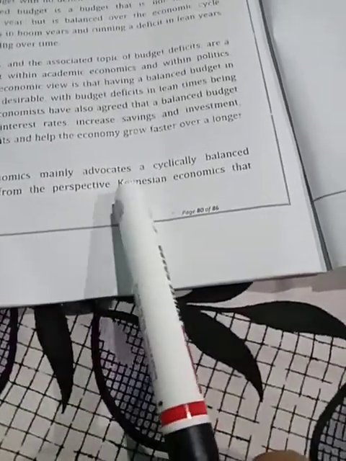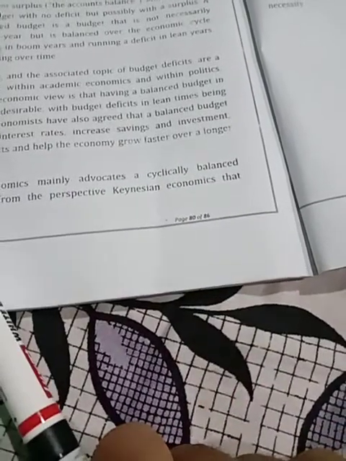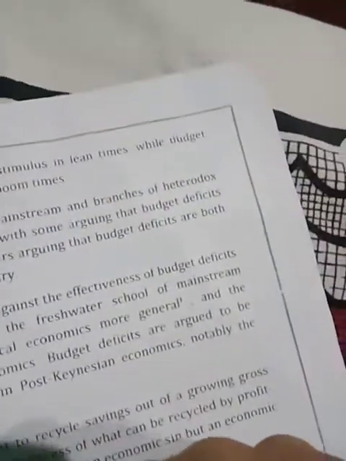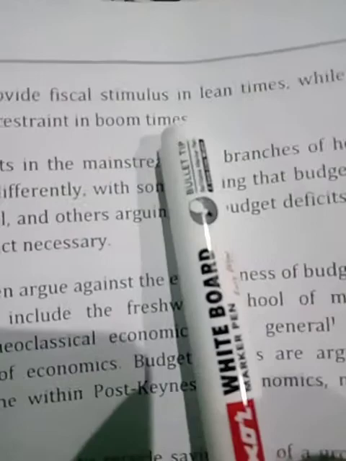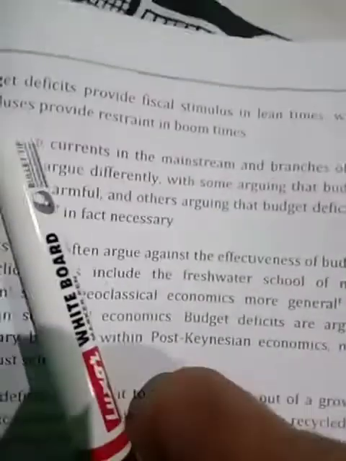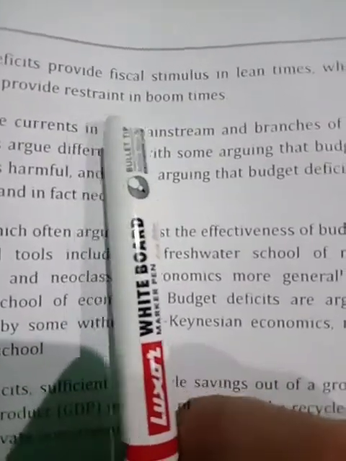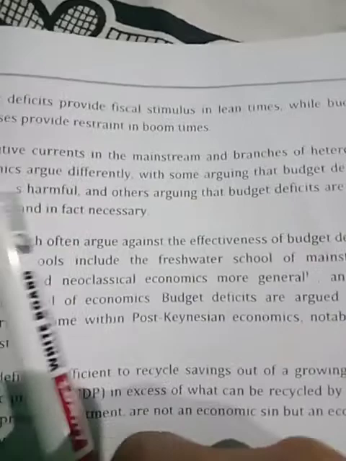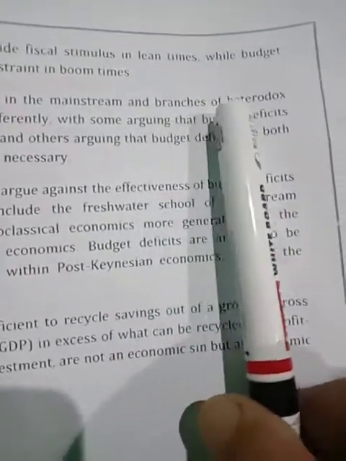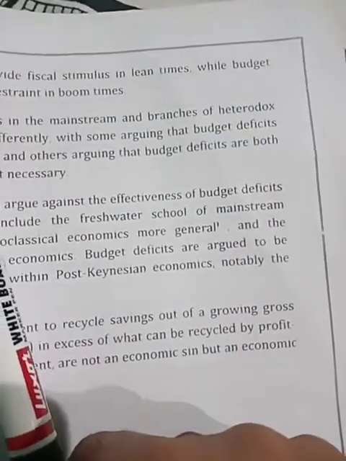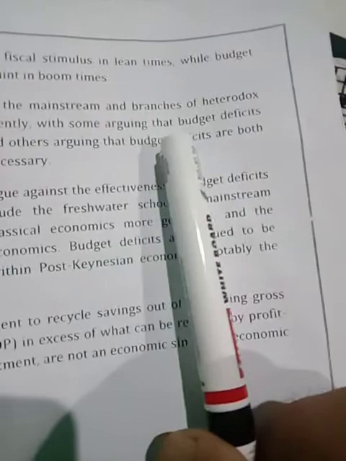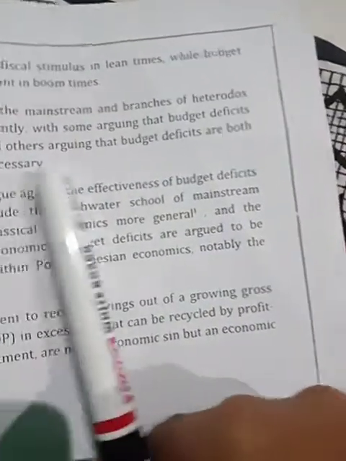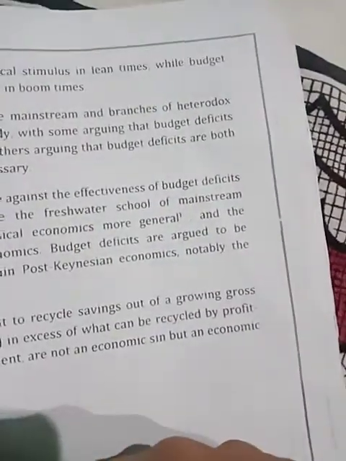Mainstream economics mainly advocates a cyclically balanced budget, arguing from the perspective of Keynesian economics that budget deficits provide fiscal stimulus in lean times, while budget surplus provides restraint in boom times. Alternative currents in the mainstream and branches of heterodox economics argue differently, with some arguing that budget deficits are always harmful and others arguing that budget deficits are both beneficial and in fact necessary.